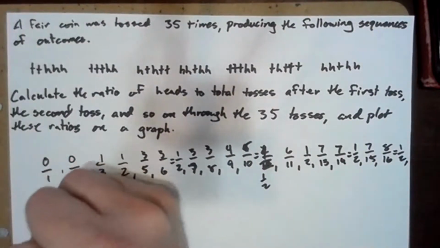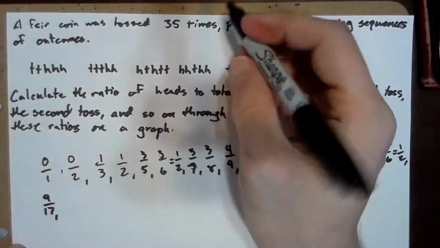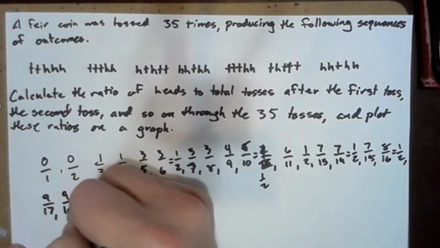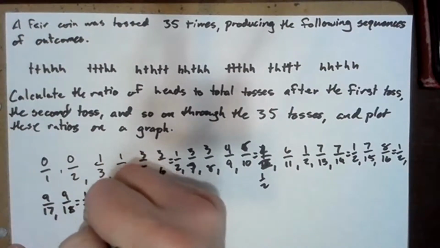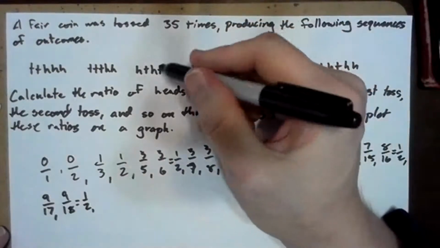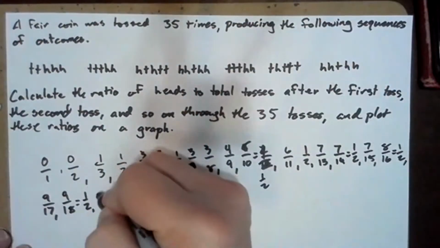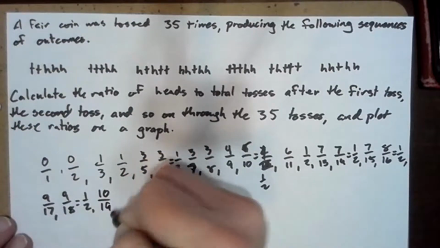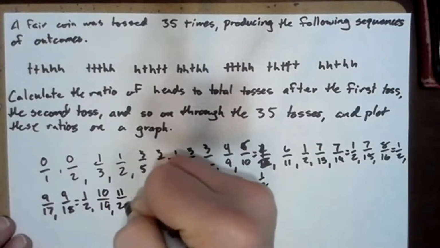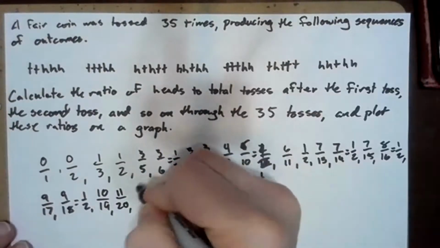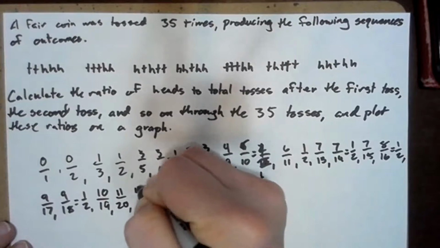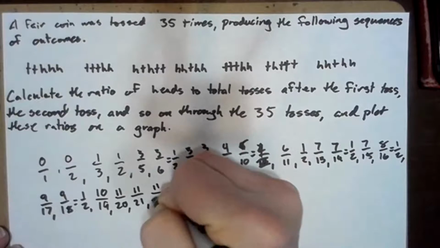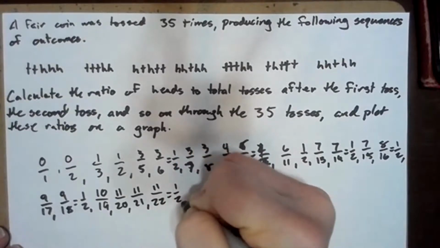9/17. But then we get a tail, and we're down to 9/18, which is 1/2. And a head gives us 10/19, and another head is 11/20. Another tail brings us to 11/21. Another tail, 11/22, which is 1/2.